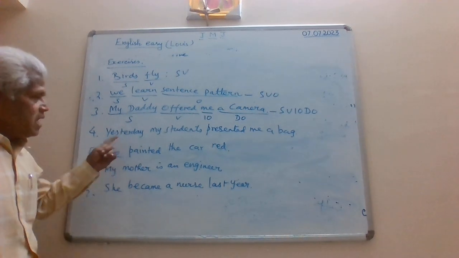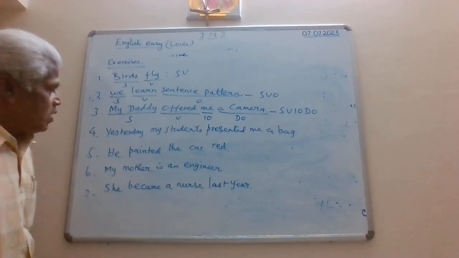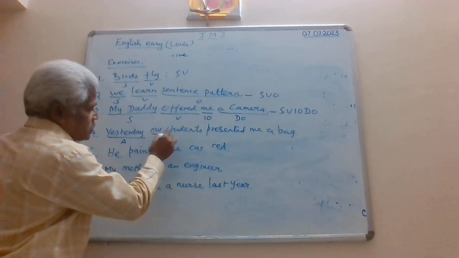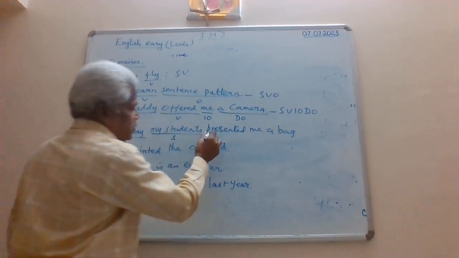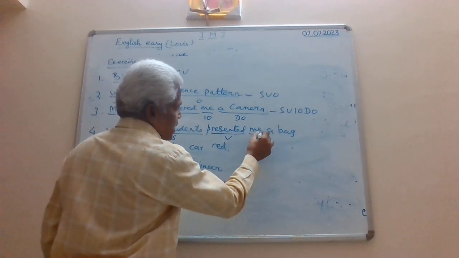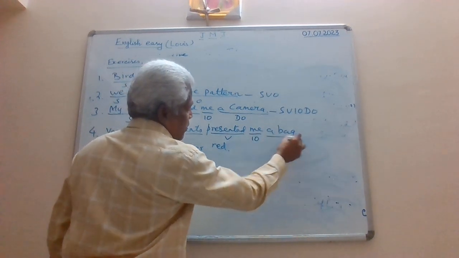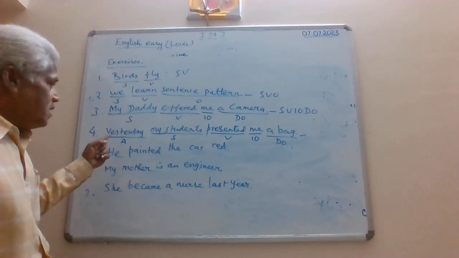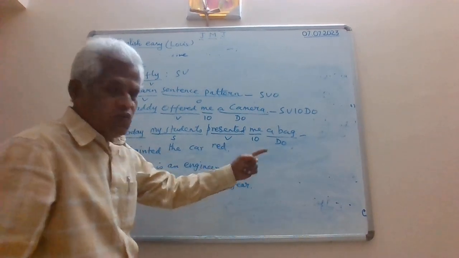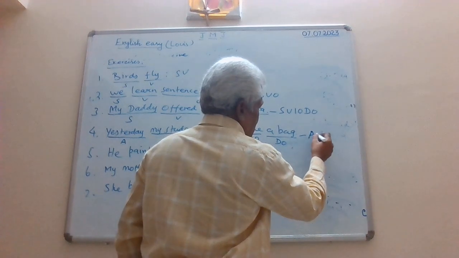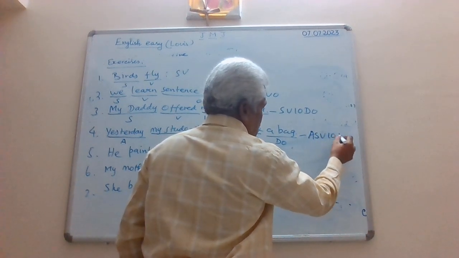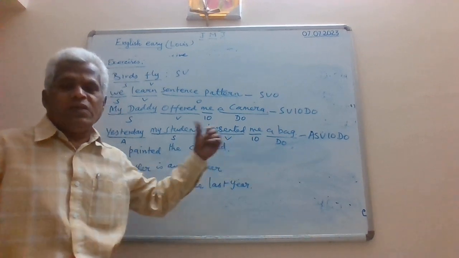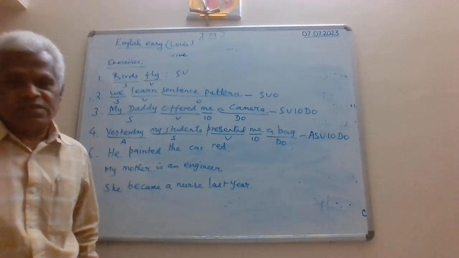What about the next sentence? Yesterday my students presented me a bag. Yesterday is your adjunct. My students is your subject. Presented is the verb. Me is an indirect object. Bag is the direct object. Now look at the pattern of the sentence: A SV IO DO. See? A SV IO DO. The pattern of the sentence may vary depending upon the usage of the words at different places.